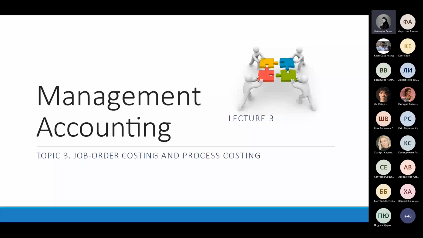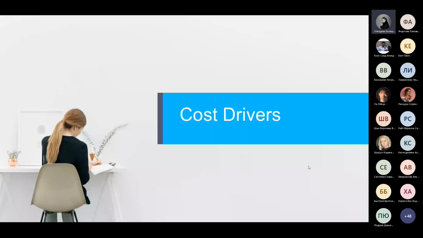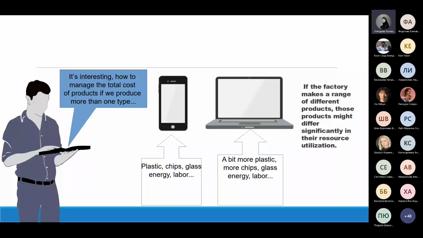But we start from the most popular system, which is named the job order costing system. We are still on the first part of our course. And before we start, we have to discuss what the cost driver is and how to select the proper cost driver for the business. You can see that different products could be using the same materials, the same labor.